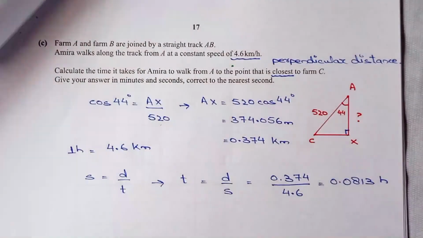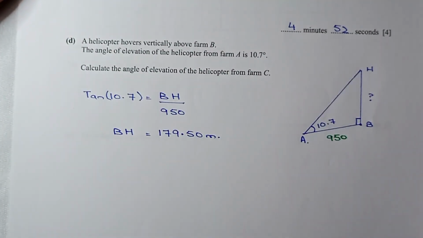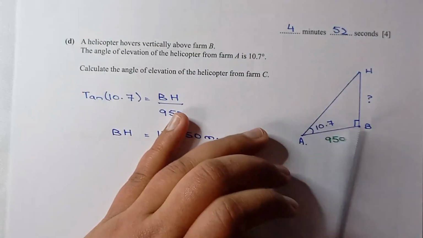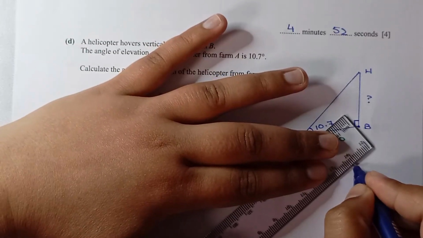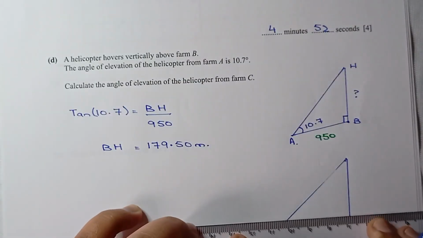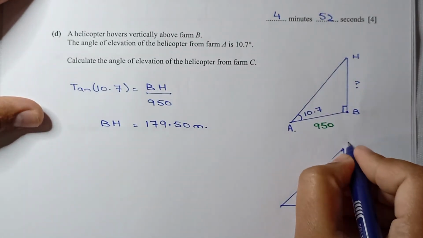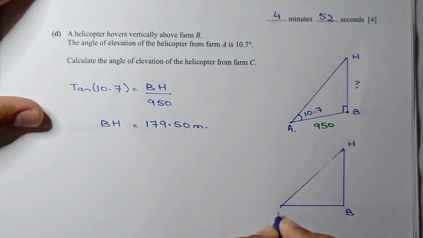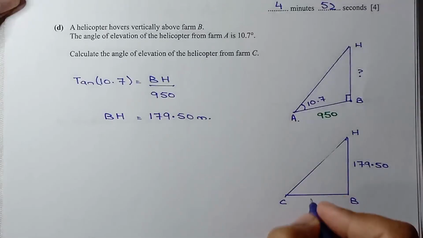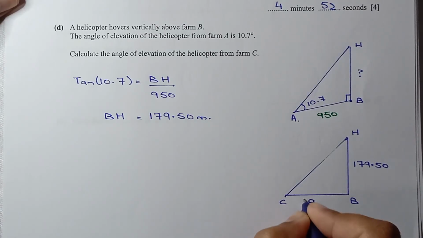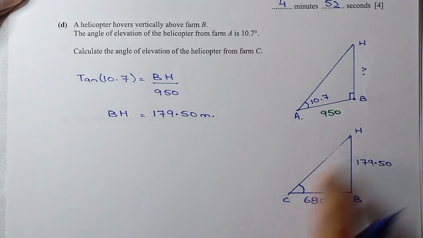So if I can draw it again separately, so we have here BH and C is somewhere here. Okay, now we have H, B and C. So we got BH is 179.50, CB is 680. We need to find this angle of elevation of the helicopter from farm C.